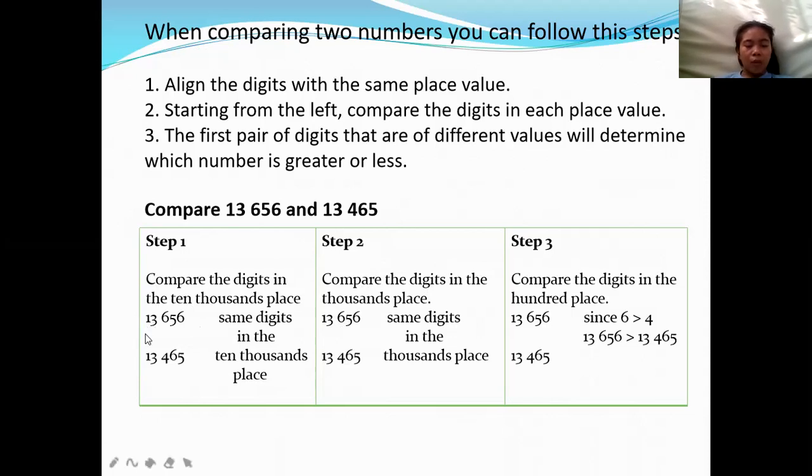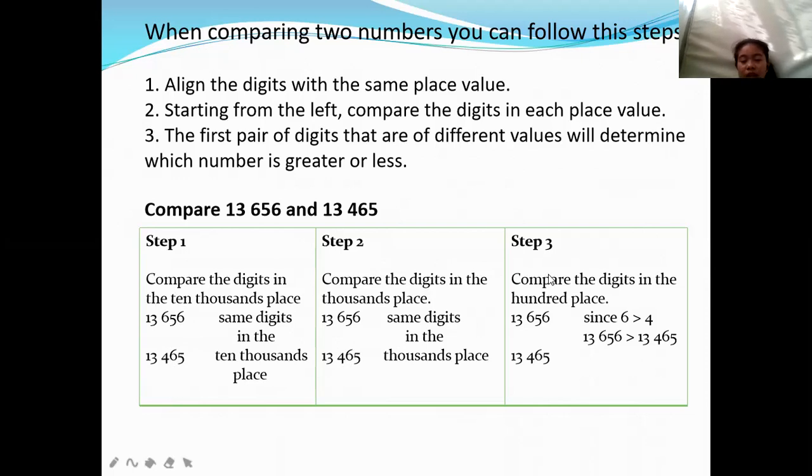We have here our 10,000s place, right? Same, it's 1. Okay. The first pair of digits that are of different values will determine which number is greater or less. Okay. So we have here, right? 13,656. So we align 1, 3, 6, 5, 6, and 1, 3, 4, 6, 5. Okay, we are going to start from the left side. Same 1, same 3. Same digits in the 10,000s place. Then same digits in the thousands place, this 3.